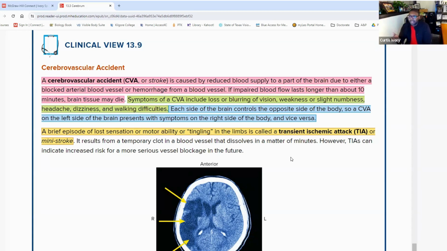So with a CVA, or cerebrovascular accident, some type of blood vessel is blocking the brain, and so it's not able to get what it needs. If cells are unable to get the right amount of oxygen, glucose, and ions, those cells start to die. And remember, depending on what part of the brain, it controls different parts of your body.